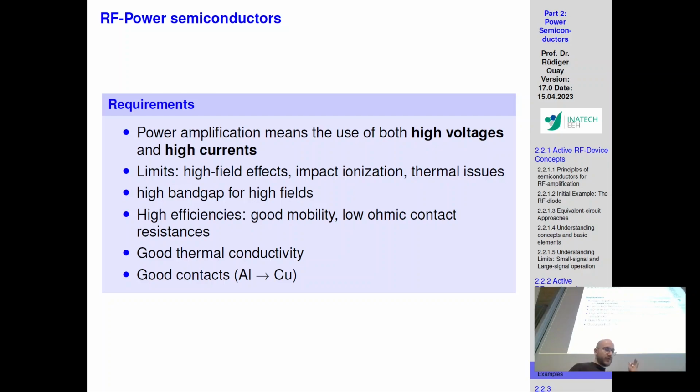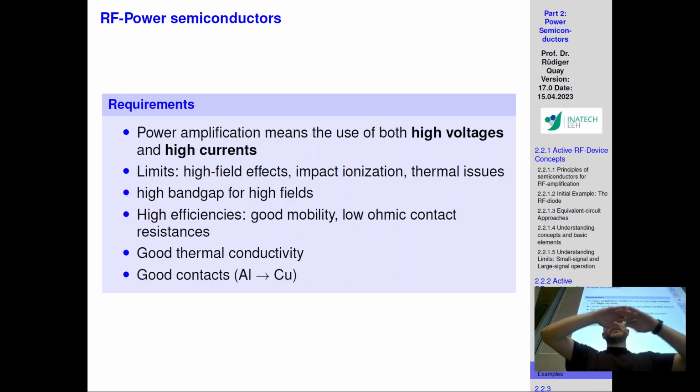The good thing about power devices is that they have a good carrier mobility and low ohmic contact resistance. The substrates are made such that they have a good thermal conductivity, like silicon carbide, for example, that is usually used as a carrier substrate for GaN transistors, because it is a good heat spreader. It has a heat coefficient similar to silicon, for example.